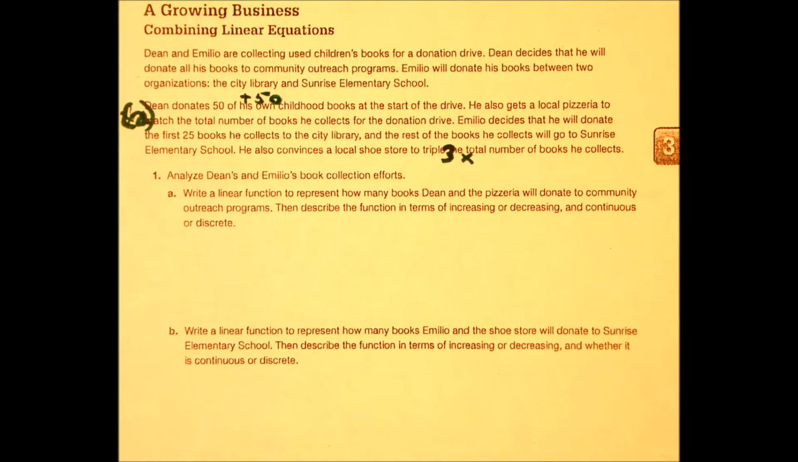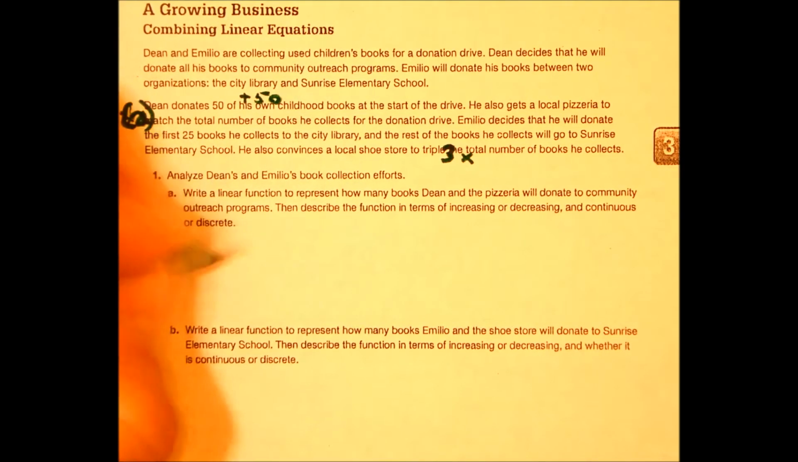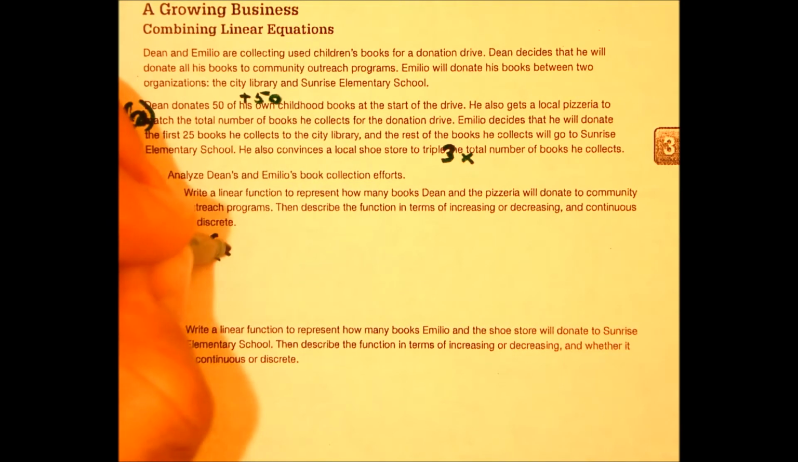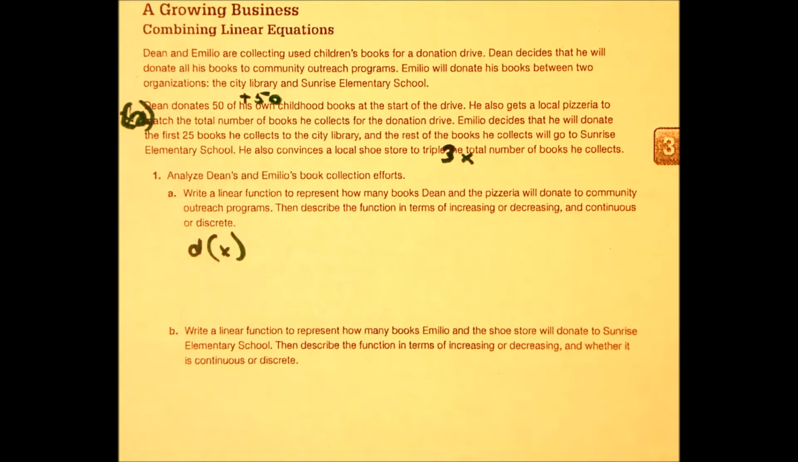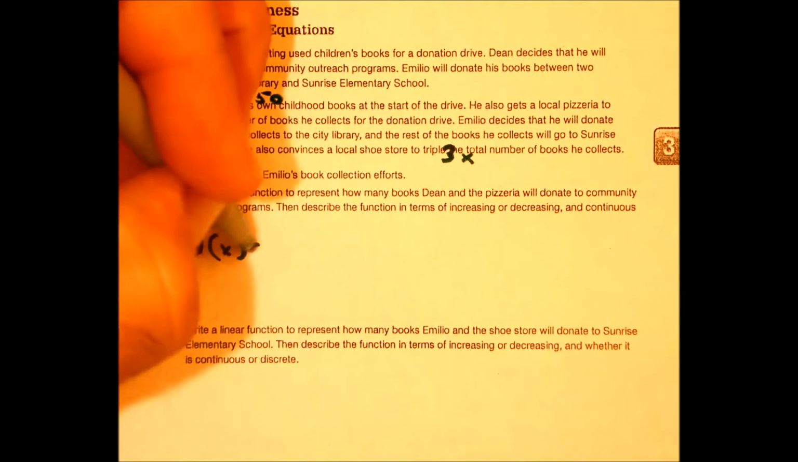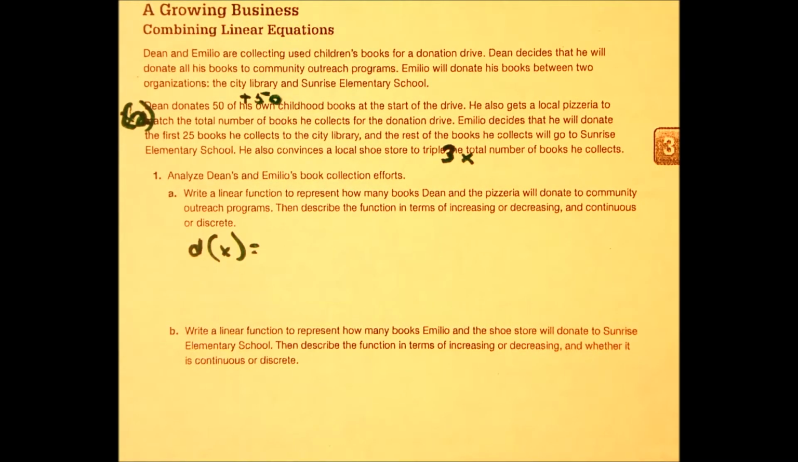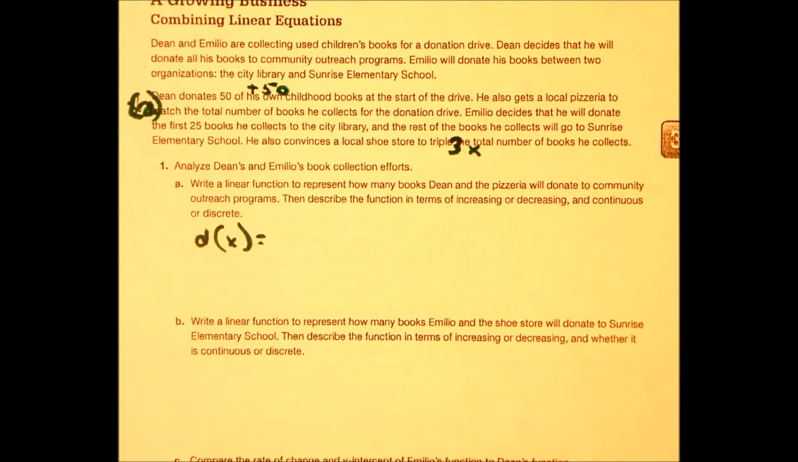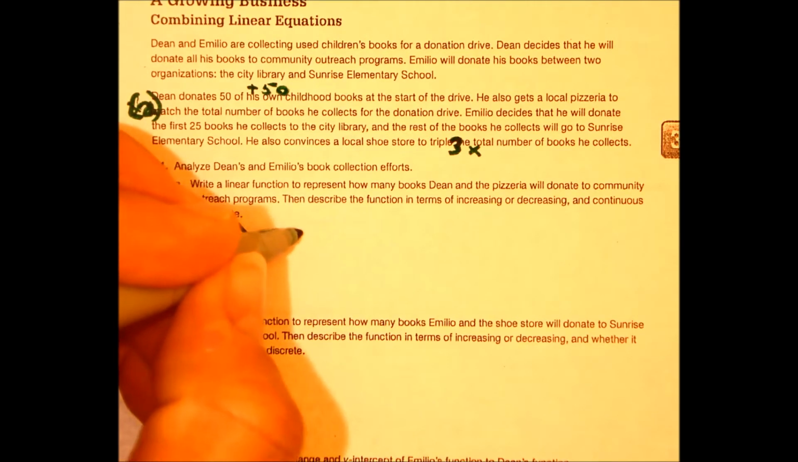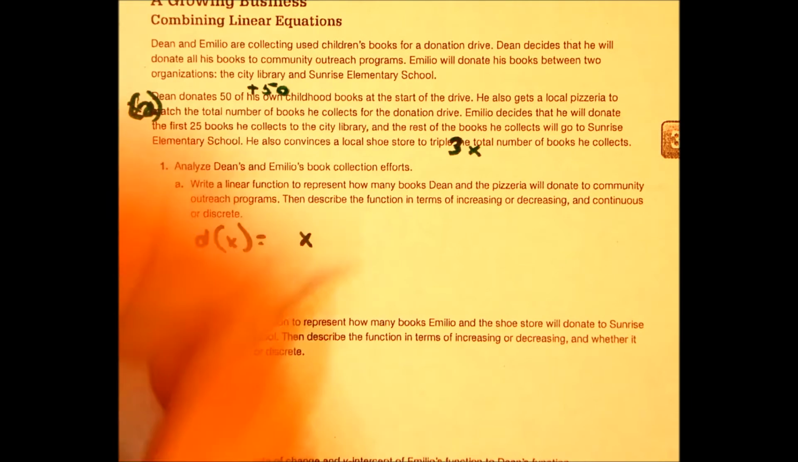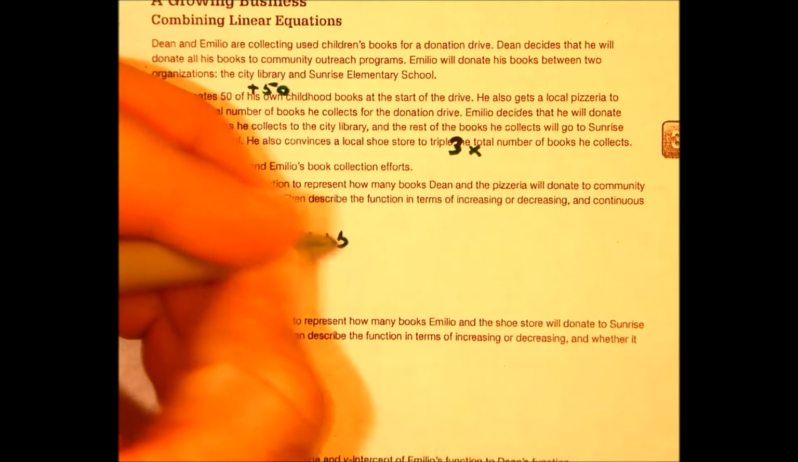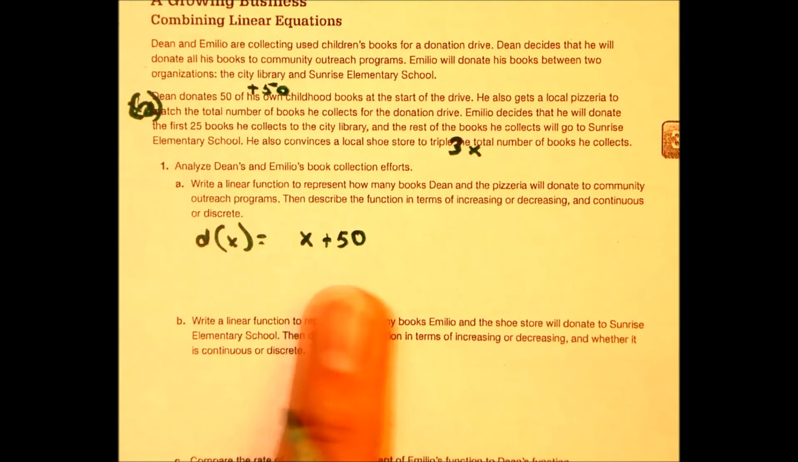All right, so here we go. We know that Dean, and I'm just going to call him D of X. Okay, we're going to go D of X. Not DMX, D of X. Okay, and we know that he's collecting books, plus he's giving 50 of his own. So we don't know how many books he's collecting, but we know he's giving 50 of his own. So whatever books he collects, he's adding 50 to.